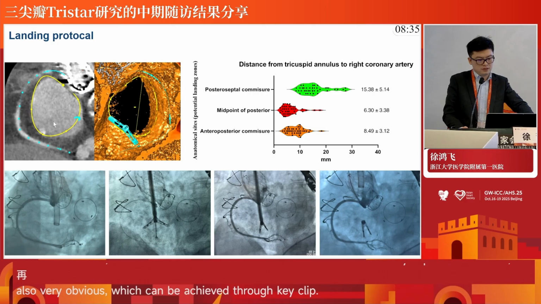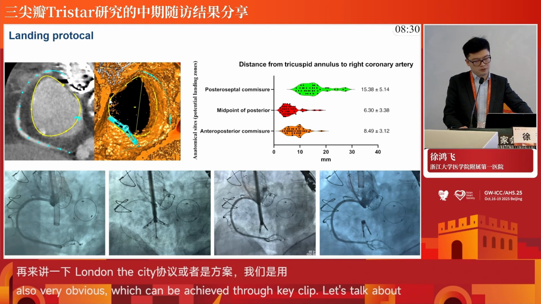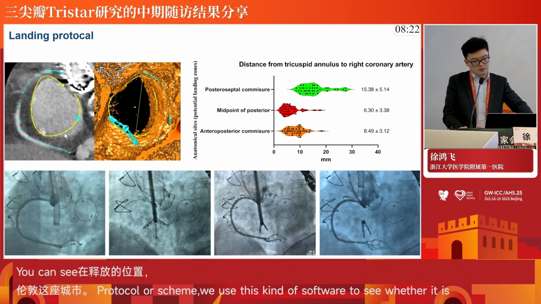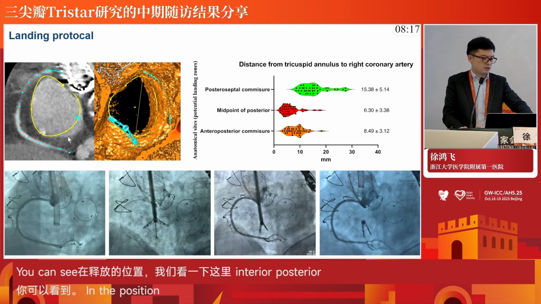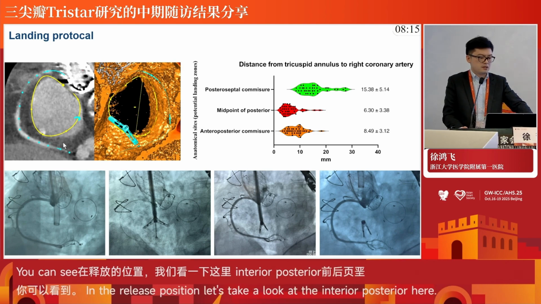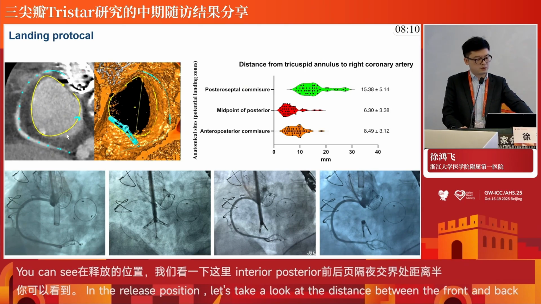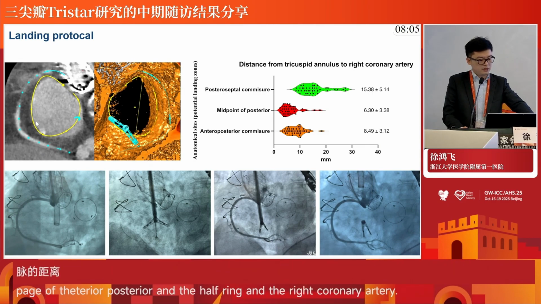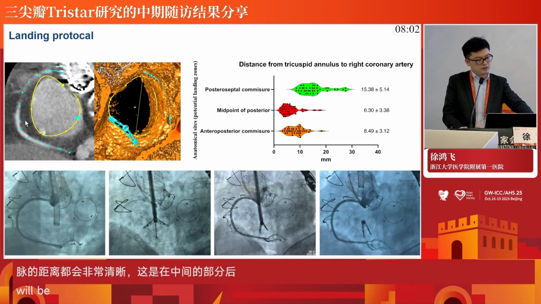We use the FlowCT software to evaluate the potential landing place. You can see this place about the anterior posterior septal commissure. The distance between the annulus and the right coronary artery was quite good. And this place is about in the middle of the posterior leaflet. This place, the distance is quite short.